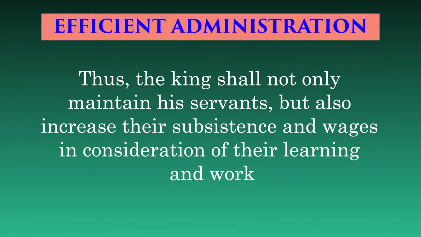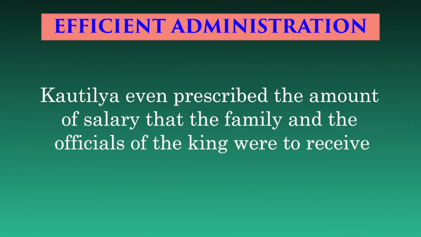Thus, the king shall not only maintain his servants, but also increase the subsistence and wages in consideration of their learning and their work. So, wages should subsequently be raised based on experience, learning and how much they work. Kautilya even prescribed the amount of salary for the family of the officials and the king, and how much they should receive. Anti-corruption measures were a focus for Kautilya.